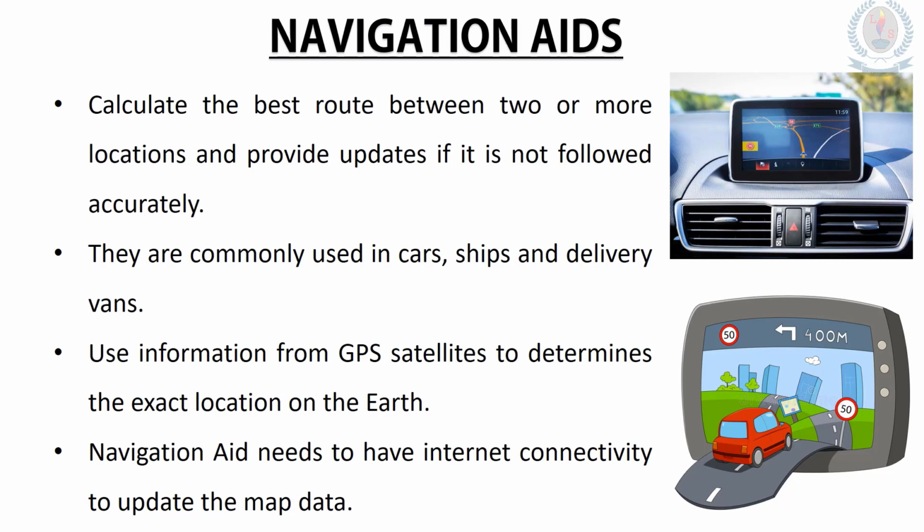Navigation aids use information from GPS satellites to determine the exact location on the Earth. GPS does not need internet connectivity in order to work, but navigation aids need internet connectivity in order to update our map. Smartphones are now replacing specialist in-car navigation aids. There are many navigation apps for smartphones which have a range of features.